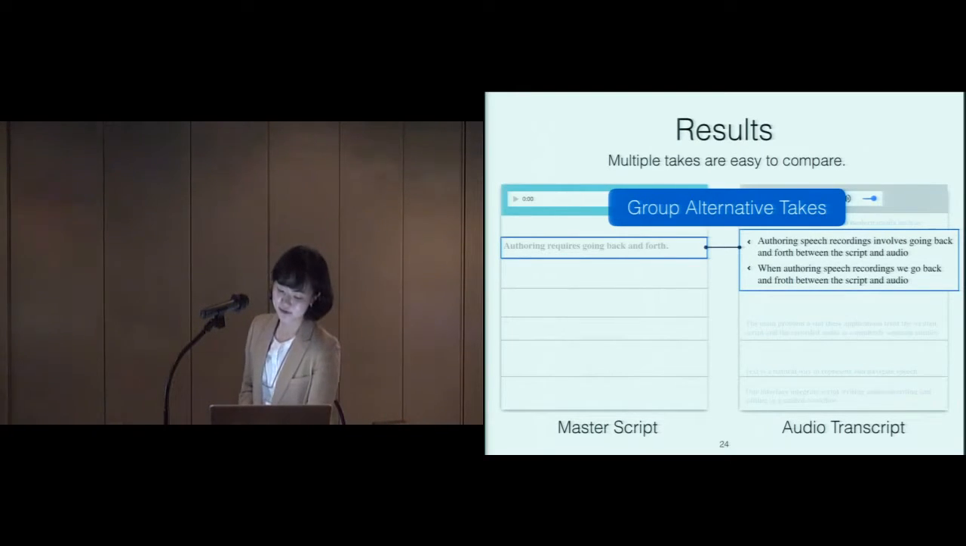Here on the right, the first take reads, "Authoring speech recordings involves going back and forth between the script and the audio." And the second take reads, "When authoring speech recordings, we go back and forth between the script and the audio." They're both matched to the script outline that says authoring requires going back and forth.